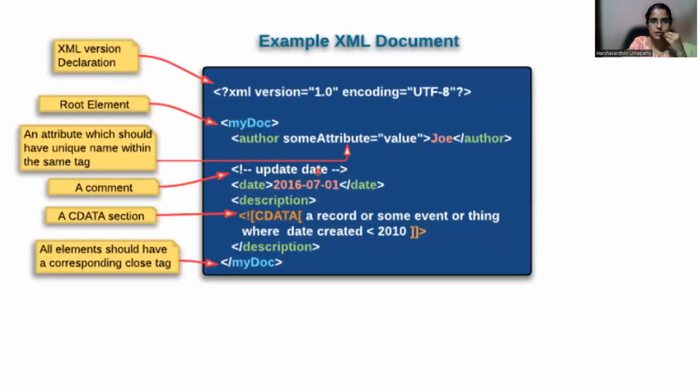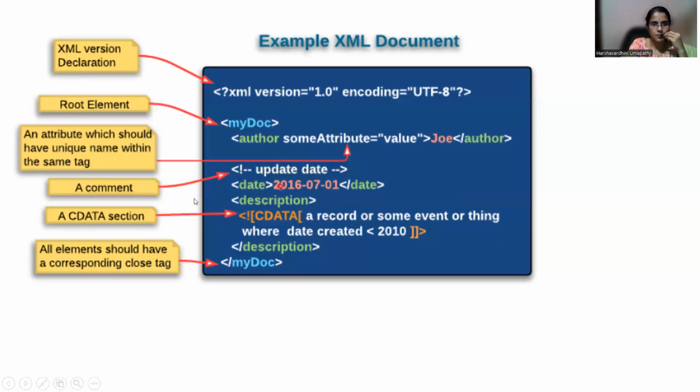Next one, example XML document. This is the overall syntax. First is the XML version declaration: XML version equal to 1.0, encoding UTF equal to 8. This is the version declaration. Next one, the root element, and this is the attribute. That is, it should have some unique name specified with the same tag.